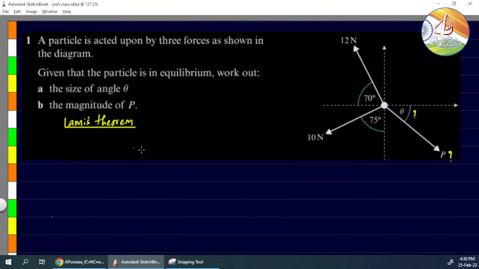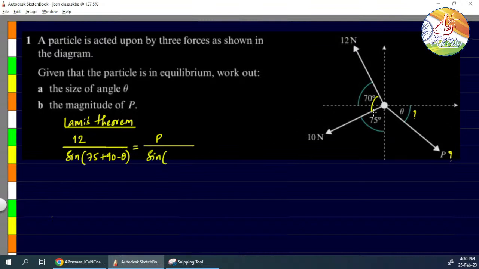So what does Lami's theorem tell us? Force, let's say 12, divided by sine of the opposite angle. The opposite angle is this one. So what is this angle? This is a bit complex, right? So 75 plus 90 minus theta, no? This is the angle here. So this is equal to, let's take the next force as P. If P is the force, we need this angle. How much is that angle?